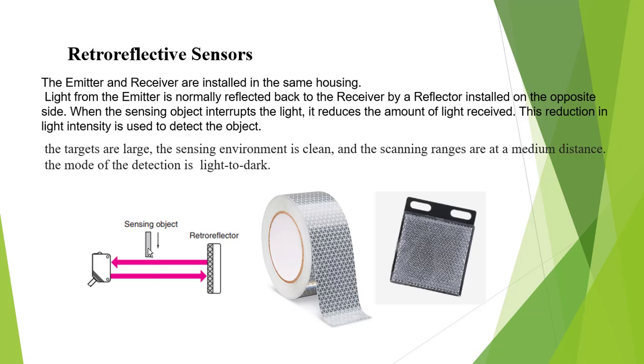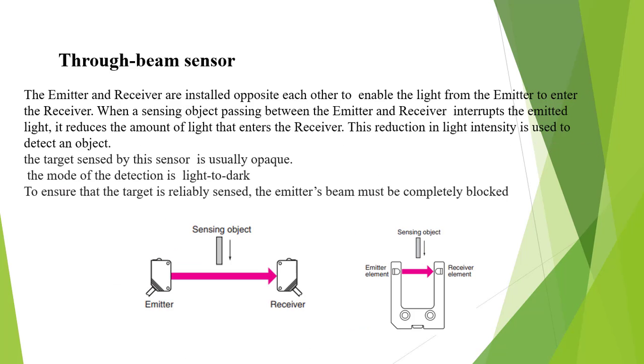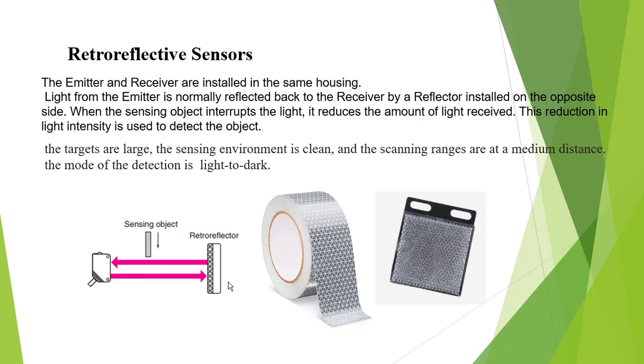When an object passes, it blocks the light going back to the receiver, so the light intensity is reduced. That's how the retroreflective sensor works. This one is light to dark. Here is light to dark. Okay, this one is a retroreflective sensor. It's shining.